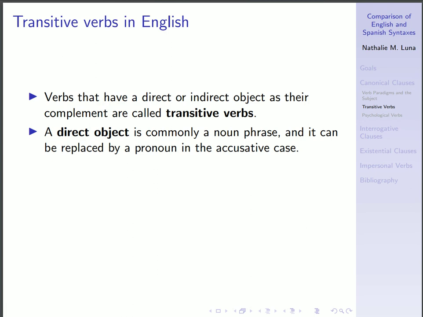So next thing we're going to talk about is transitive verbs, which are verbs that have either a direct or an indirect object as their complement. A direct object is usually a noun phrase, and it can be replaced by a pronoun in the accusative case. For example, we have Juliet read her book. We have the subject Juliet, the verb which is read, and her book, which is the direct object. So the direct object, her book, can be replaced by it, and it's going to replace it right there.